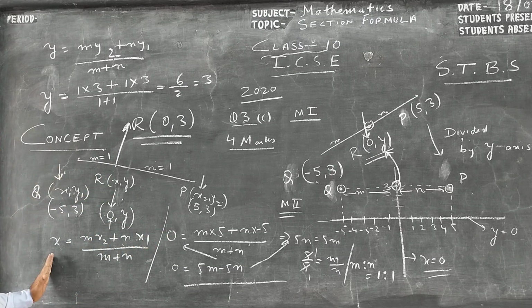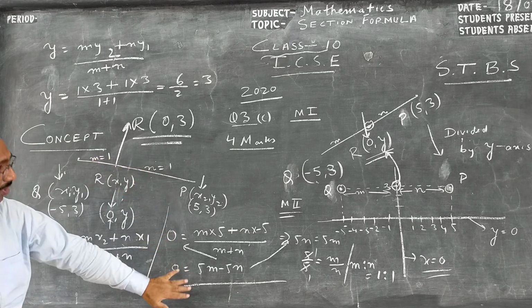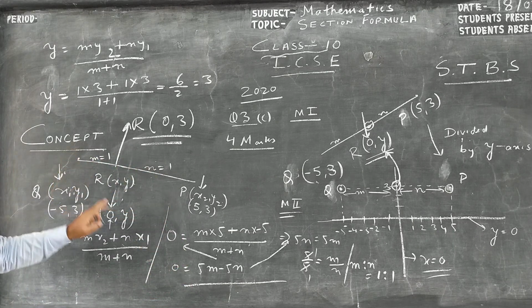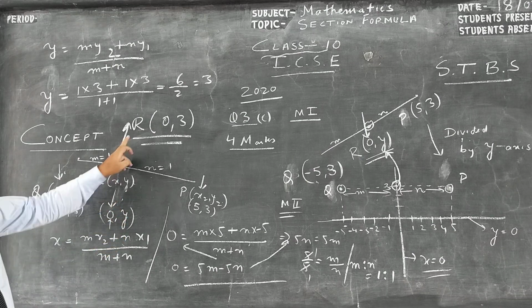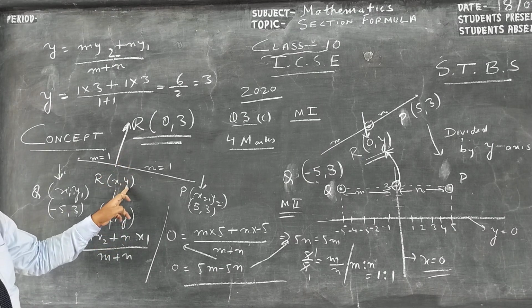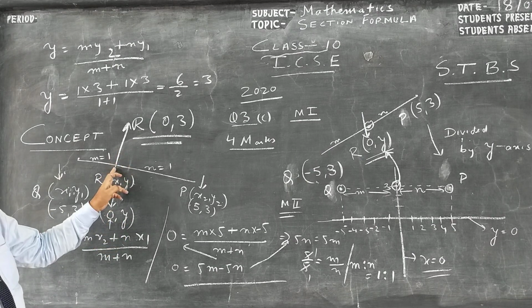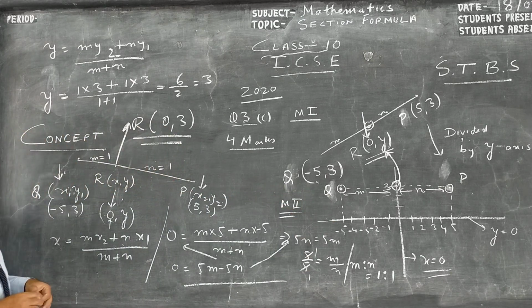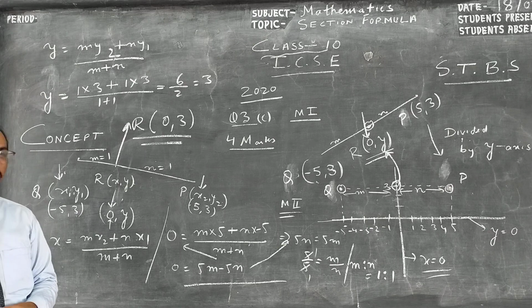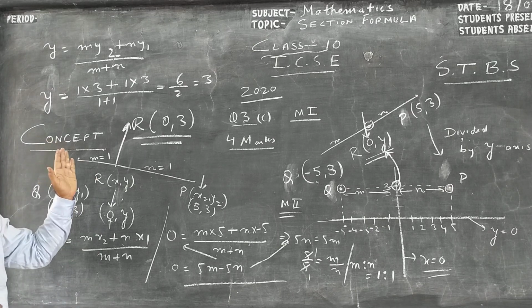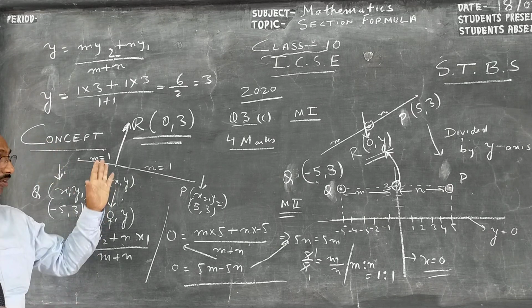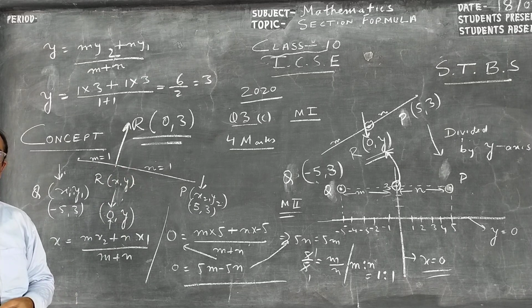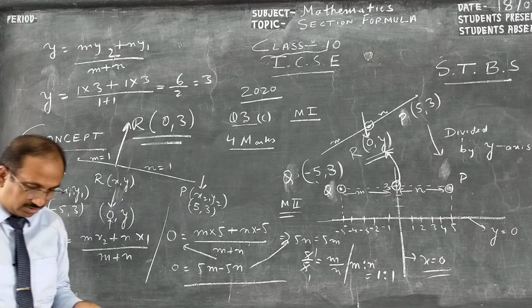With the help of the 0, we get the ratio, and with the help of the ratio and this unknown y, we get this y over here. So the coordinate of that point is (0, 3), and this is the real picture. Kindly pause the video. Then I go to some other 4-mark questions based on the section formula, so we move on to the 2014 question.